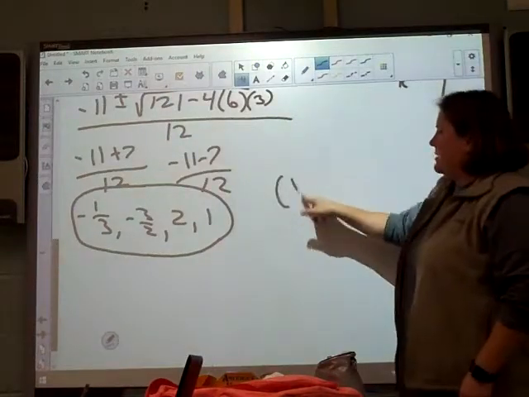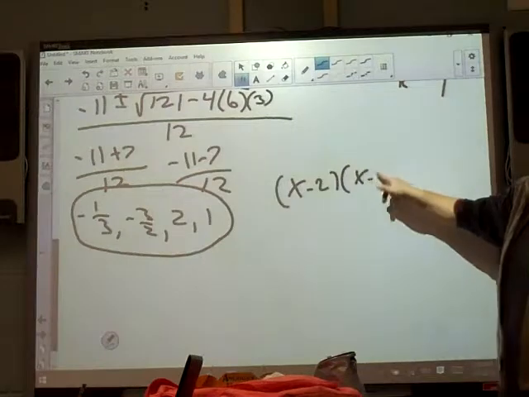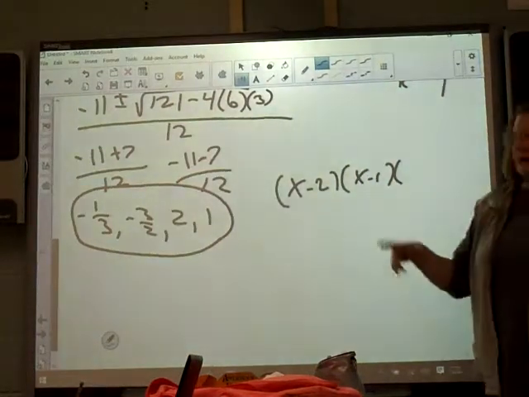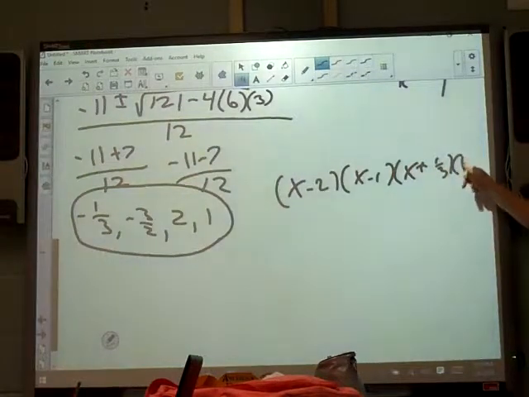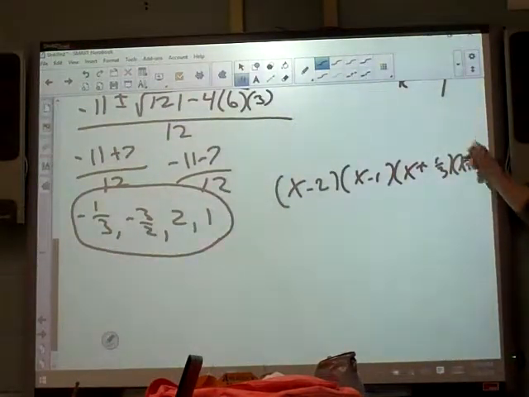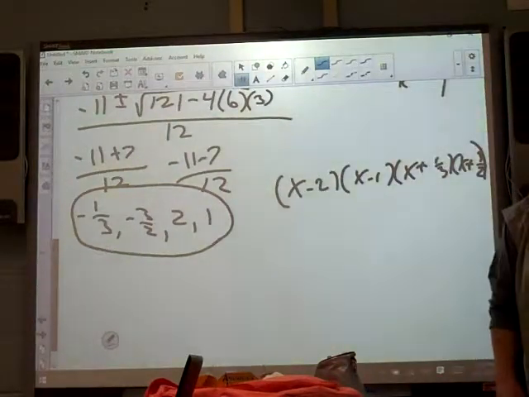Your 2 would come from x minus 2. Your 1 would come from x minus 1. I just chose whole numbers first. Then x plus 1/3 and x plus 3 halves, if it asked for factors. But we were good on the zeros.